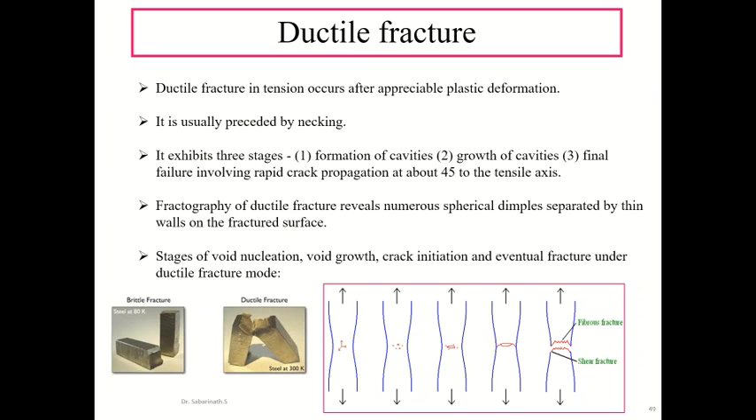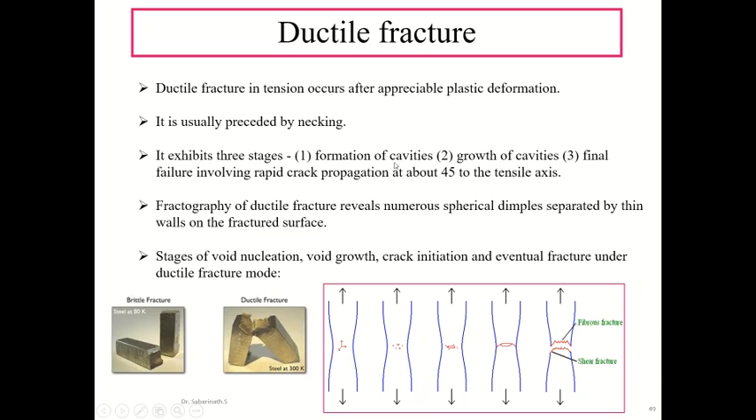So now let us look deep into ductile fracture. Ductile fracture in tension occurs after appreciable plastic deformation. Before failure, it absorbs a lot of energy. So a lot of energy is absorbed before failure. It is usually preceded by necking. As I said earlier, we can observe a necking in the initial stage.